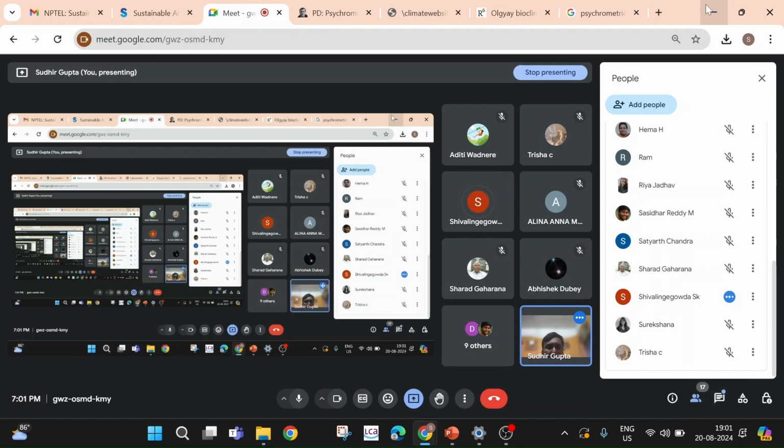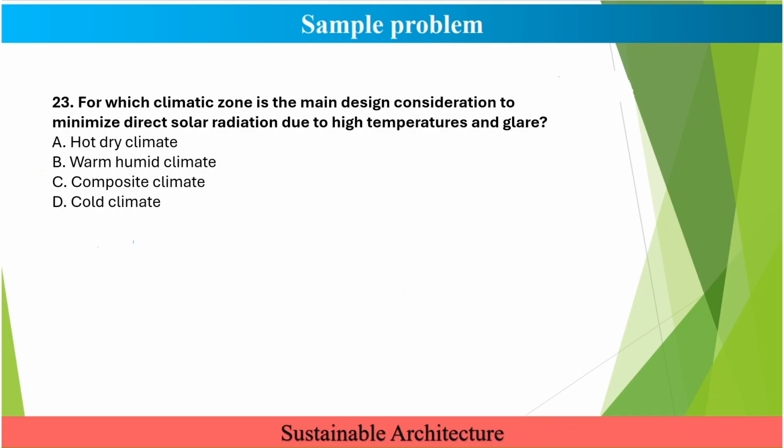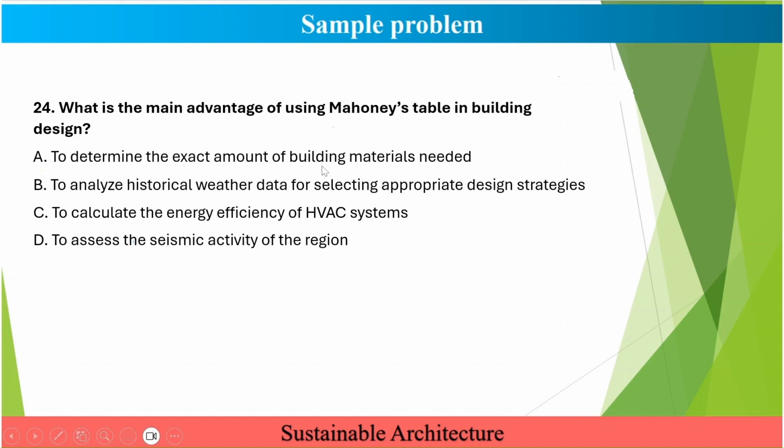I think the answer to question number 23 is clear to all of you. The correct answer is option A, that is hot and dry climate conditions. Let's move to question 24. What is the main advantage of using the Mahoney table in building design? B, sir.